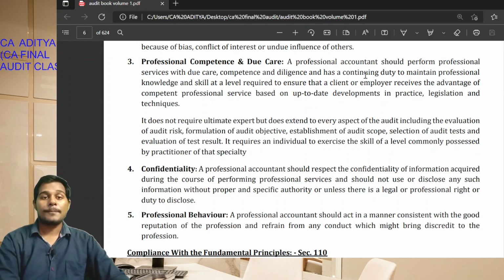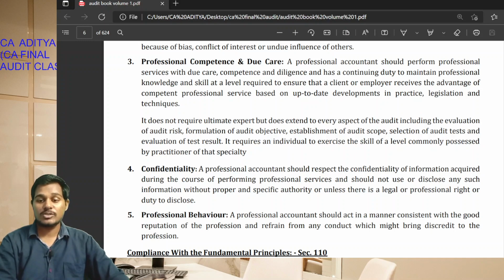See students, a professional accountant should perform professional services with due care, competence and diligence, and has a continuing duty to maintain professional skill and knowledge at the level required to ensure that clients or employers receive the advantage of competent professional services based on up-to-date developments in practice. See students, up-to-date, that is, development in the profession. What is development in the profession? The chartered accountant, that is, the auditor, should be up to date regarding professional skill and knowledge. That is what is provided in this sentence, students.